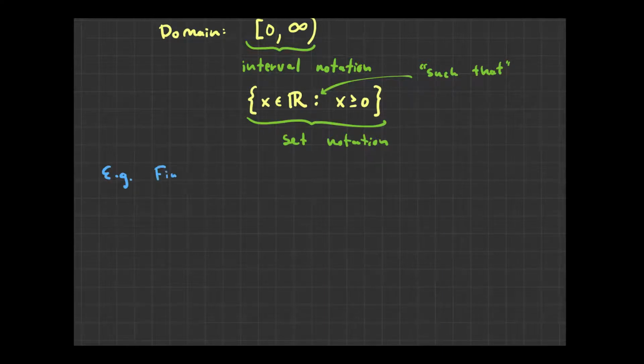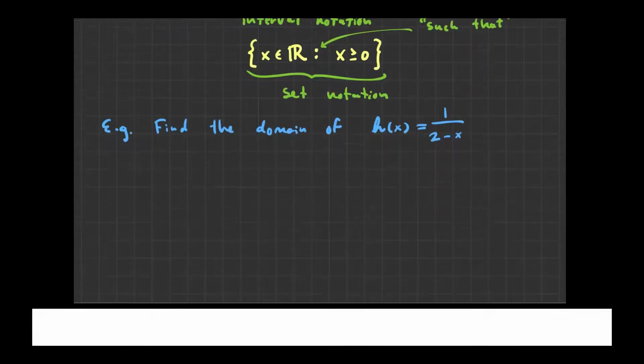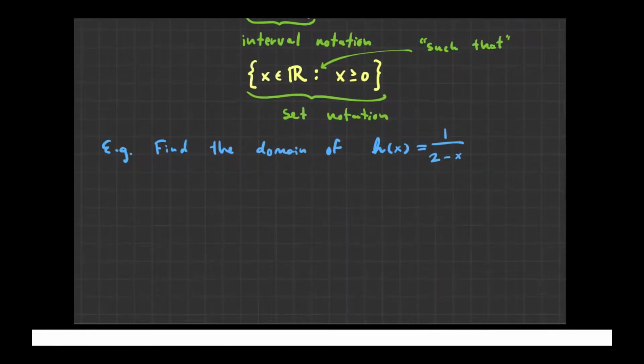So find the domain of, let's call this one h of x. Let's say that that one is 1 over 2 minus x. That's what we call a rational function. The thing that I see here is division, or a fraction, which tells me that anything in the denominator cannot be 0. We don't want to divide by 0. Dividing by 0 is bad.